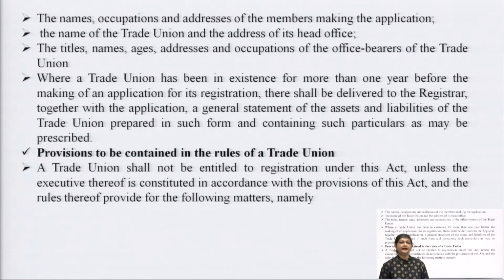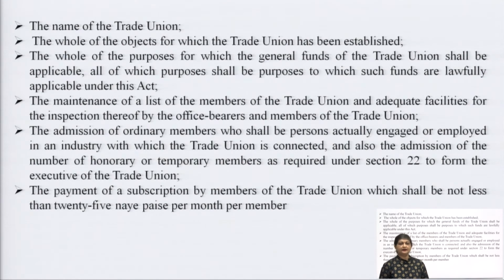Now, provisions to be contained in the rules of a trade union. A trade union shall not be entitled to registration under this Act unless the executive thereof is constituted in accordance with the provisions of the Act, and the rules thereof provide for the following matters. That means they have to furnish these particulars: the name of the trade union, the whole of the objects for which the trade union has been established, the whole of the purposes for which the general funds of the trade union shall be applicable, all of which purposes shall be purposes to which such funds are lawfully applicable under this Act.